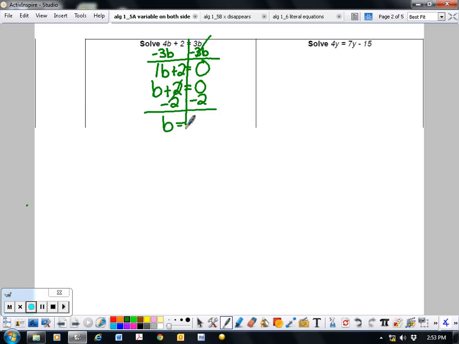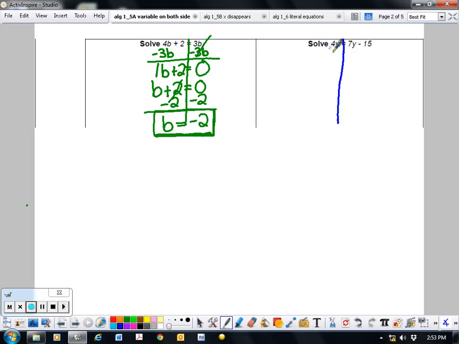And b is equal to negative 2. So that's one of your options. Your other option is to go ahead and just move the bigger number and end up with a negative coefficient. It's fine. It is always an option for you.